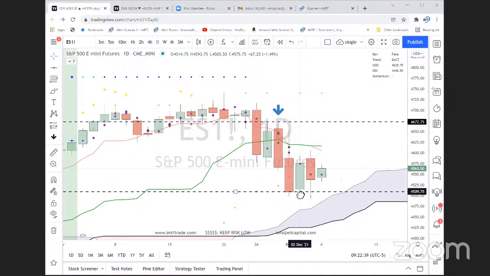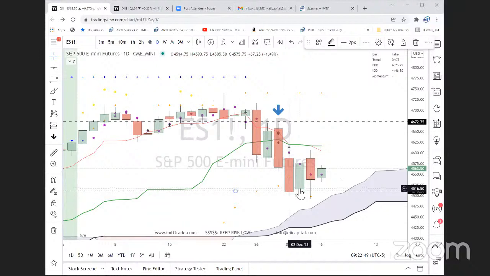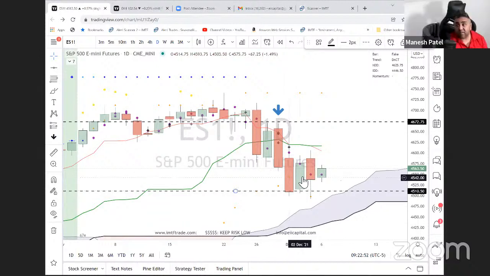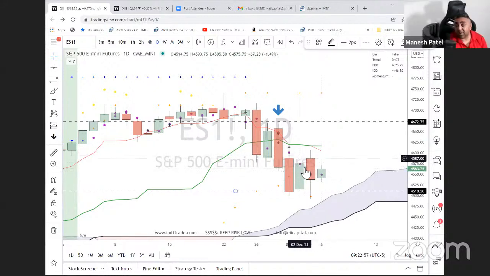So if you exited, you got out at the bottom, didn't you? Made money. You made money and you got out, didn't you? But here's the big thing. You saved yourself some headache, didn't you? Because this bar here would have got you out at break even. If you didn't get out at break even, you're going back and forth, back and forth. How's that feel? Terrible.